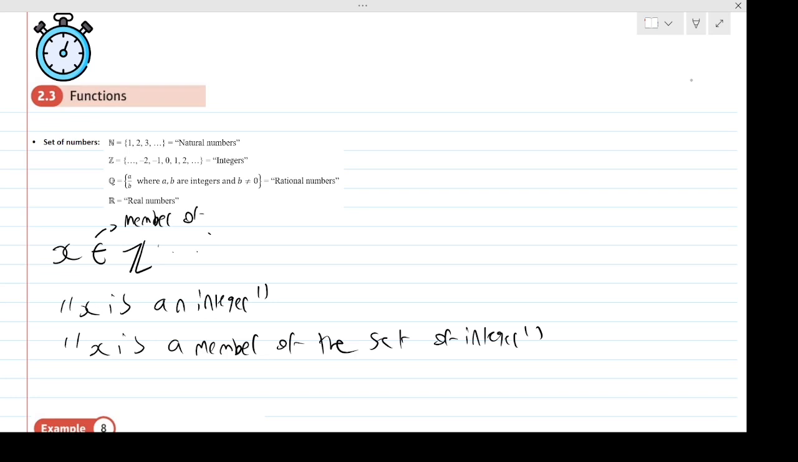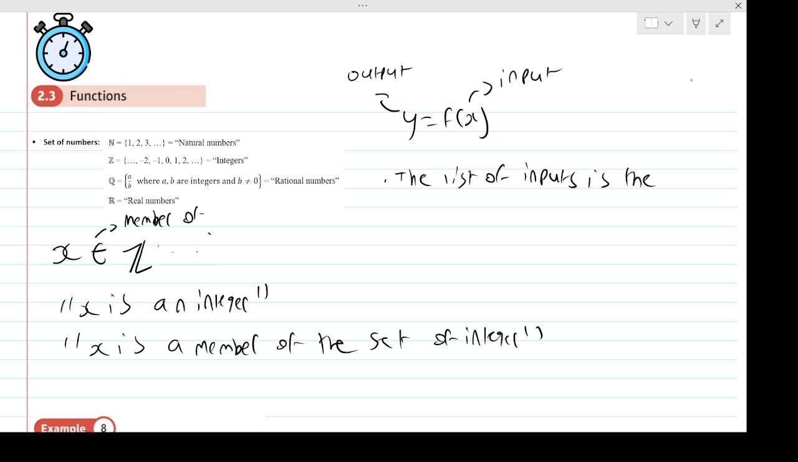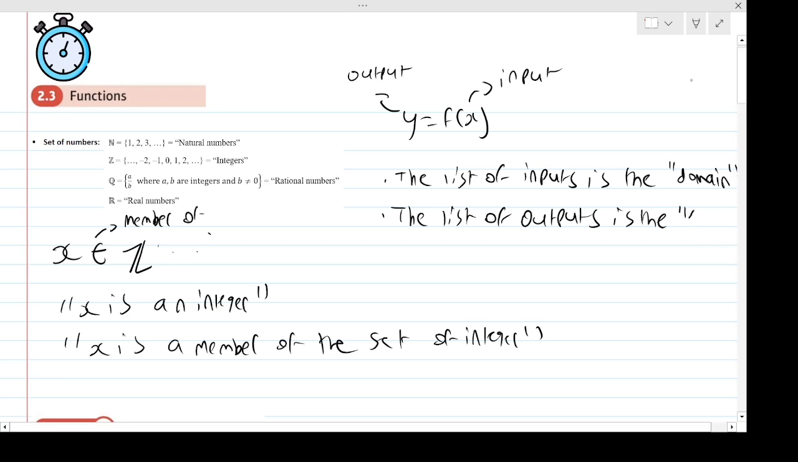And then back to functions. If we have, let's say, y equals f of x, obviously x is my input and y is my output, the values I get out of the function. More specifically, the list of inputs is the domain of the function, and the list of outputs is the range, okay? So the domain and range are the inputs and outputs, so you can think of it as x's and y's, almost.